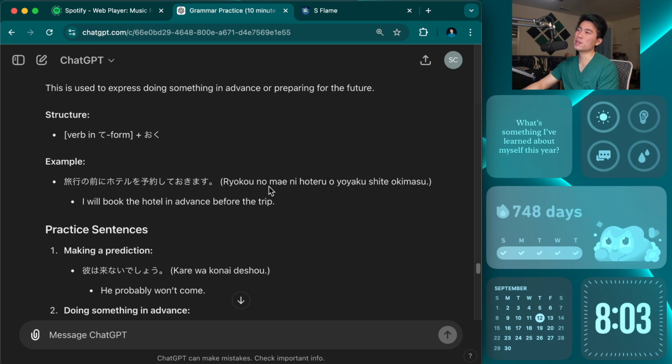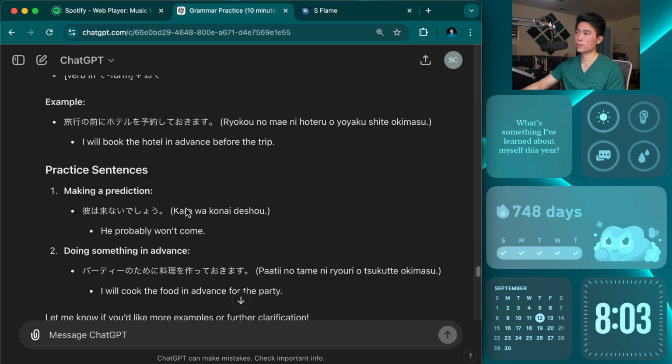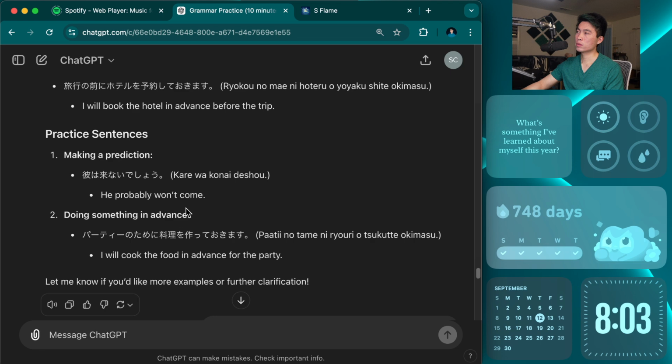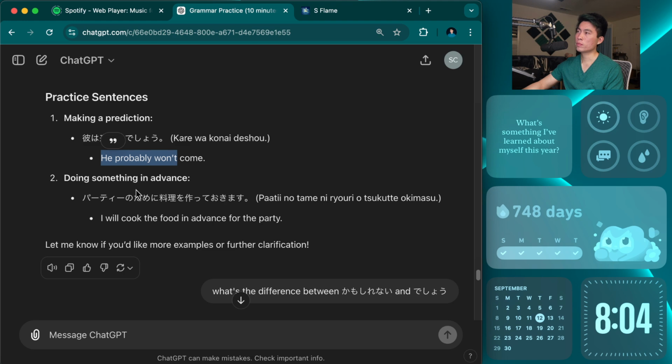But like, why not just say like, 旅行の前にホテルを予定した. I guess it's like in preparation. It's just adding that. 彼は来ないでしょ? Probably won't come. パーティーのために料理を作っておきます.